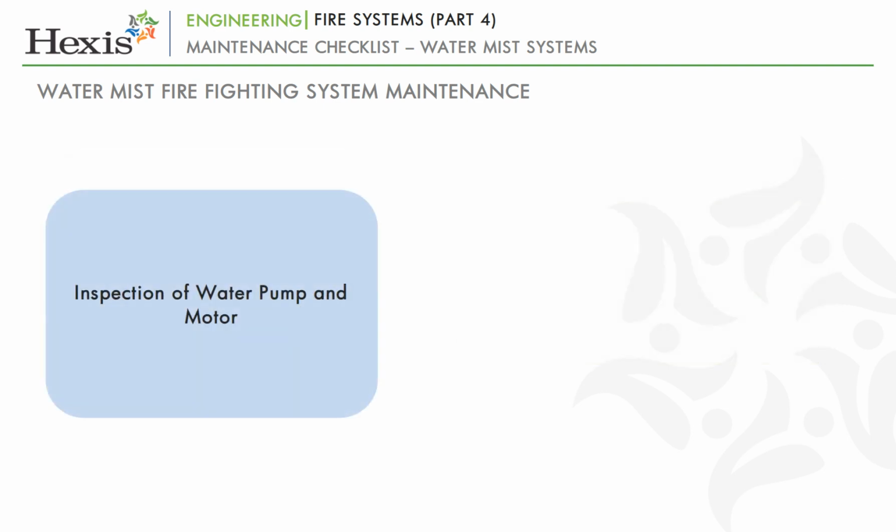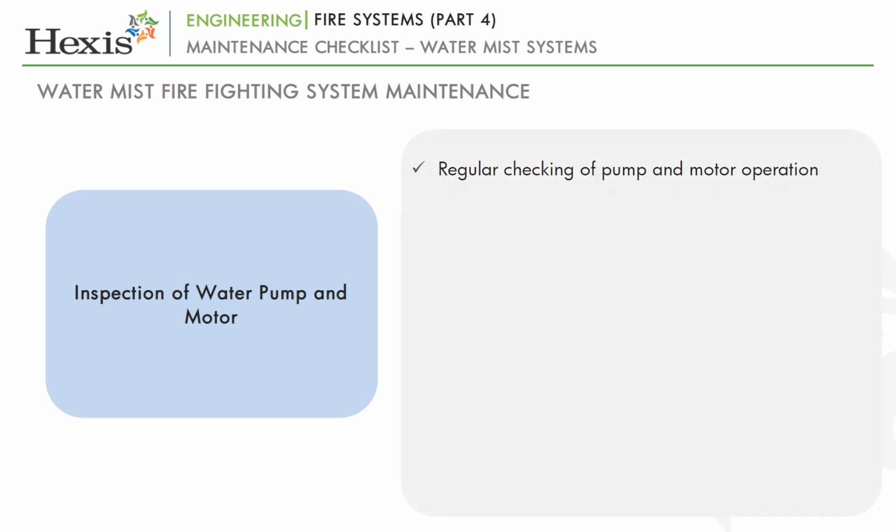Inspection of water pump and motor. Monthly, normal operation of pumps and motors should be checked regularly. In order that pump operation test is carried out, the discharge valve of the pump is to be closed and the pump drain valve to be opened.